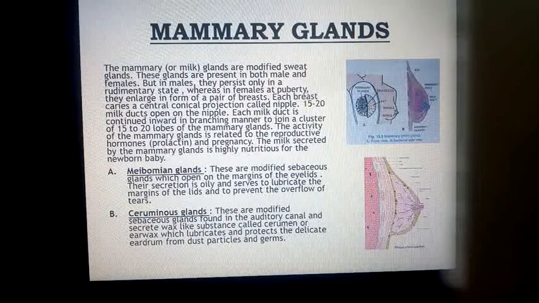The mammary glands are milk glands or modified sweat glands. These glands are present in both males and females, but in males they persist only in a rudimentary state, whereas in females at puberty they enlarge in the form of a pair of breasts. Each breast carries a central conical projection called a nipple. 15 to 20 milk ducts open on the nipple.